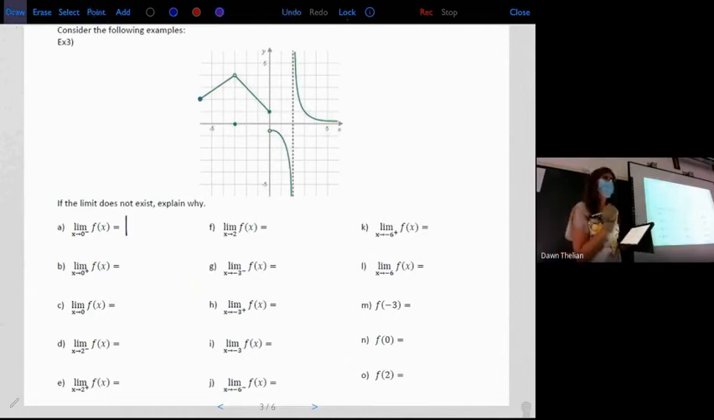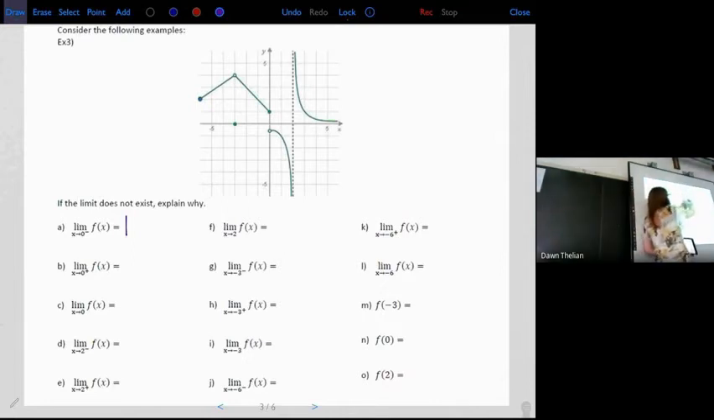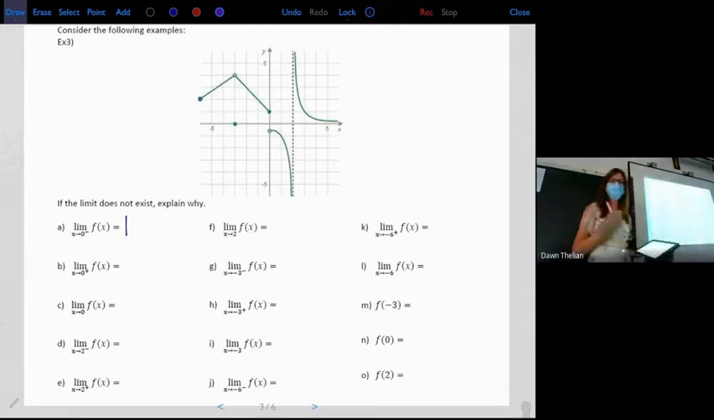Who doesn't see it? As we approach 0, which is really the y-axis, from the left side, we're landing on 1.